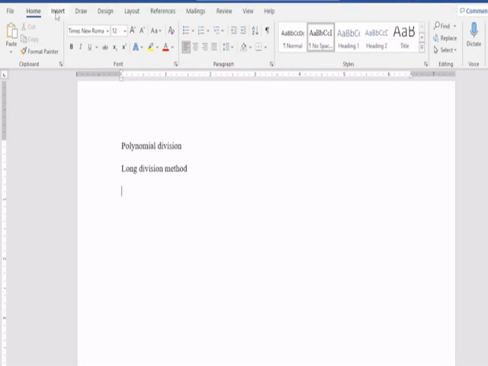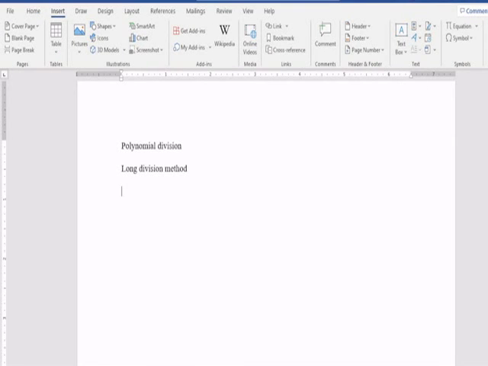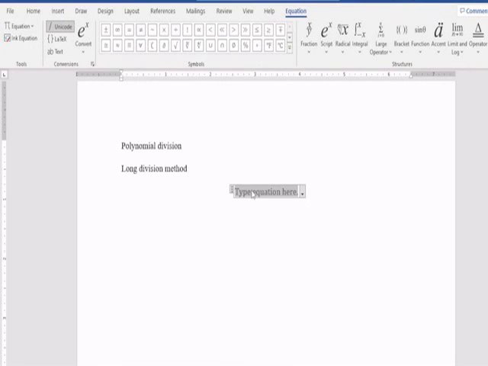So let's work this one out. Let's insert an equation to work with. This can be set up in a fraction first, and then we'll put it into standard long division form. x squared plus 2x minus 4, and divide this by x plus 1.